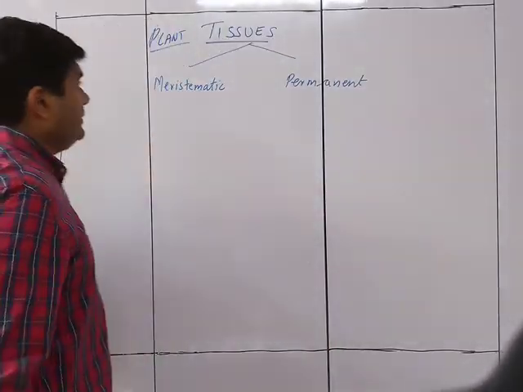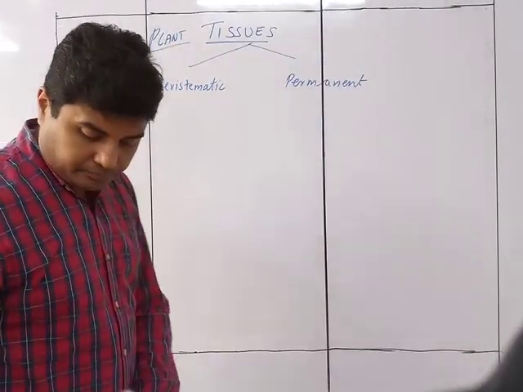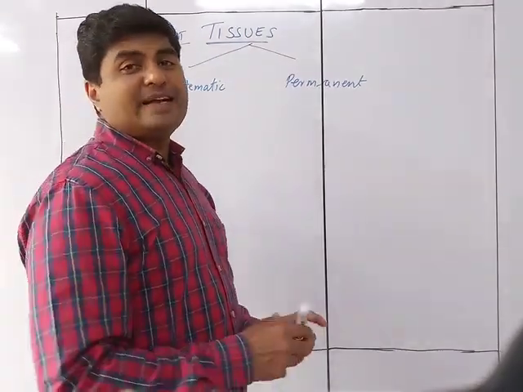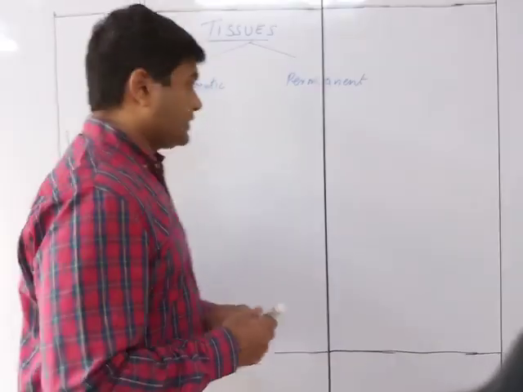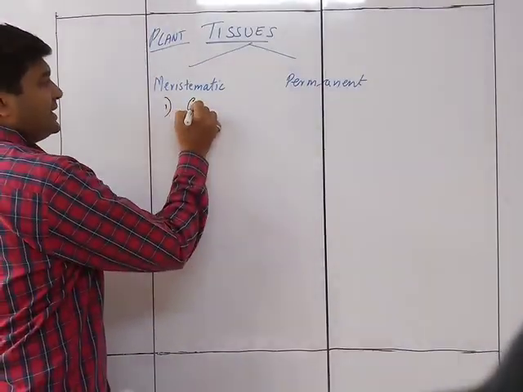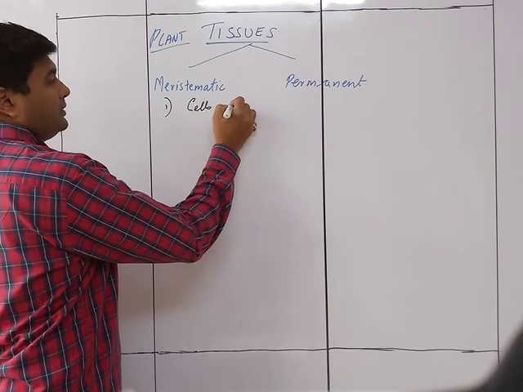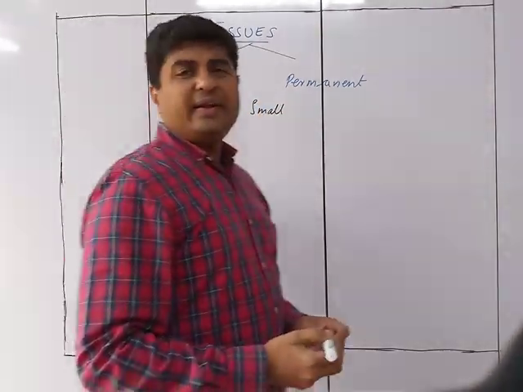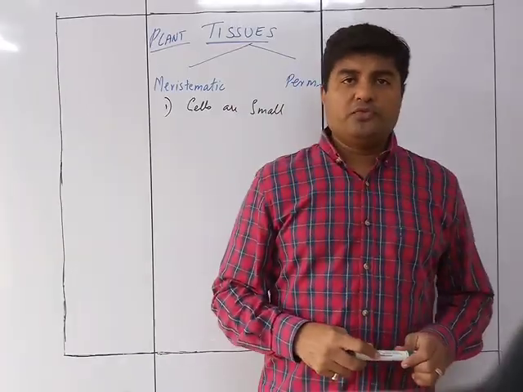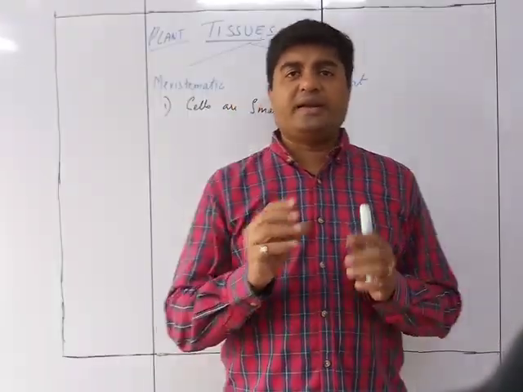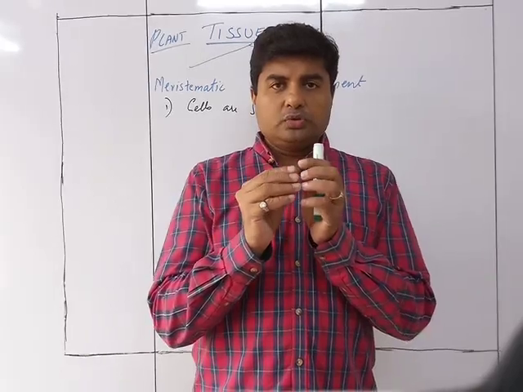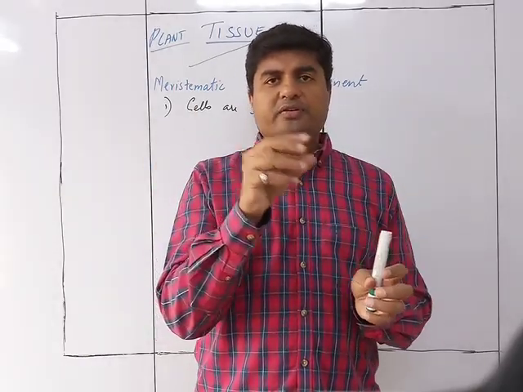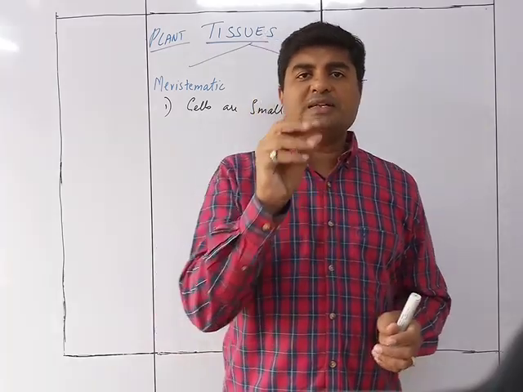So let's go one by one. I'll write right here. First one, the meristematic cells are very small. In fact, it's quite obvious that the cell will be small. First of all, it is because it's a generative kind of cell. So, it has not had much time, it divides into two. So every time it is just going to keep on dividing. So the cell size will be small.